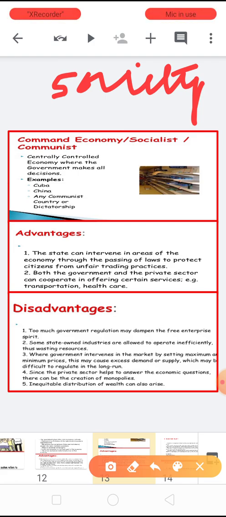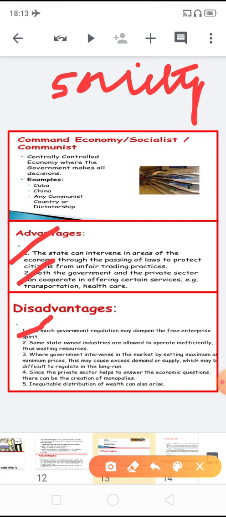So we do have advantages and disadvantages as well. The first advantage is that the state can intervene in areas of the economy through the passing of laws to protect the citizens from unfair trading practices. This economy is majorly beneficial for the poorer sectors, those who are affected by higher prices as seen in the market economy. Both the government and the private sector cooperate in offering certain services like transportation and the healthcare system.